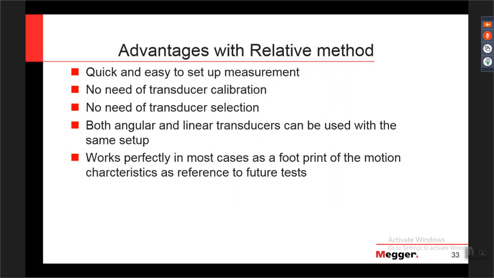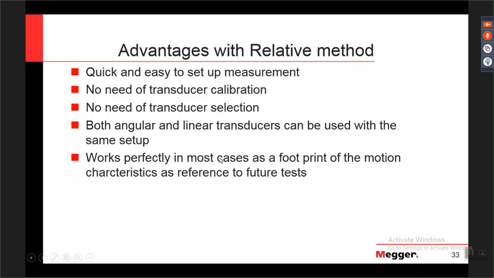So these are the advantages: quick and easy to set up. No need of transducer calibration. You can use an uncalibrated transducer. And no need of transducer selection even. And it doesn't care if it's a linear or a rotary transducer. Both can be used.